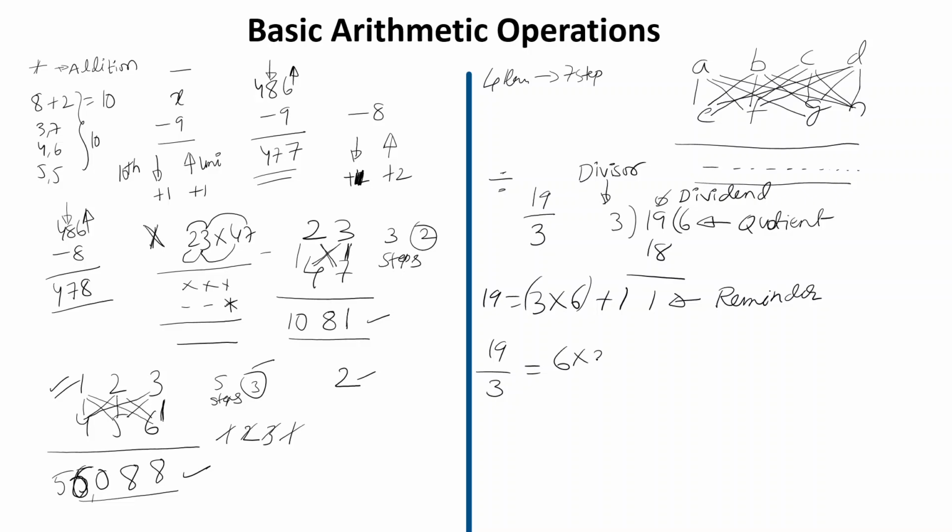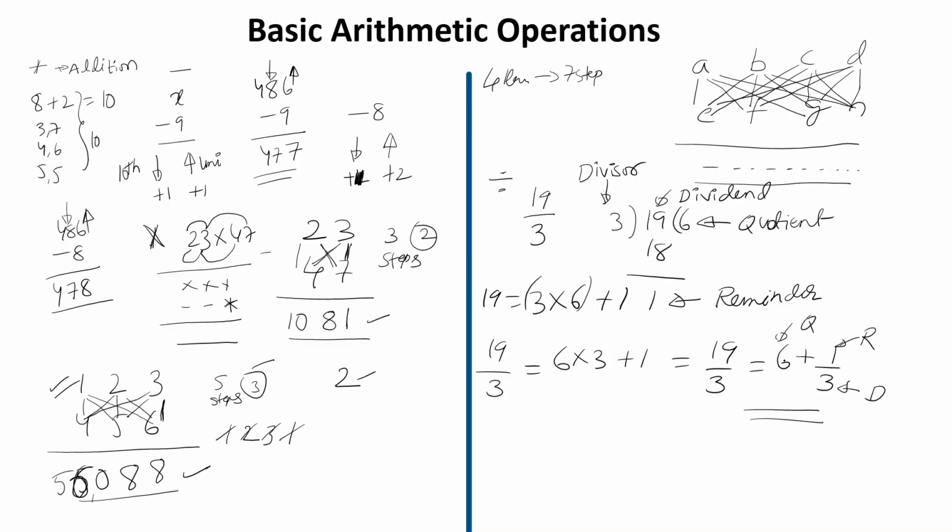6 into 3 plus 1. So I can write it as 19 by 3. First I will write this 6 as the quotient, and then 1 by 3. So this 1 is the remainder, this 3 is the divisor, and this 6 is the quotient. So this format also I can write.